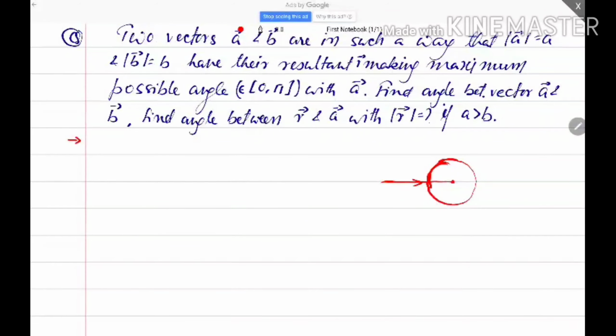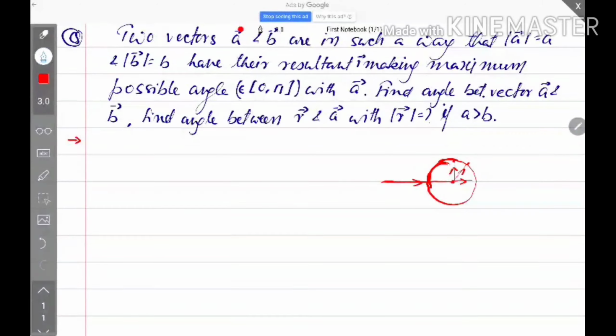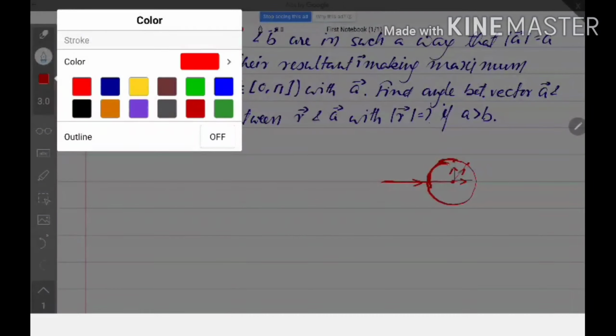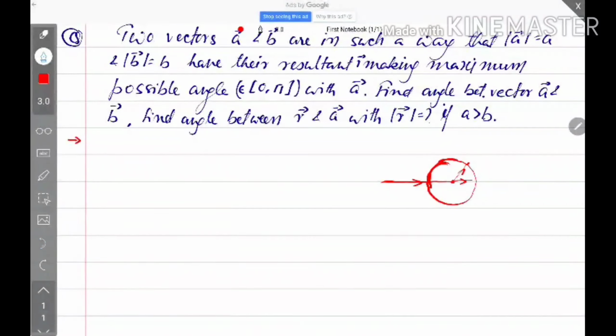Now B may be in any possible direction. It may be in this direction, or this direction, or this direction, so we can check that in space the head of B has multiple possible choices, and all the possible choices of the head of B will form a locus of a sphere. Now we have to check that their resultant makes the maximum angle.